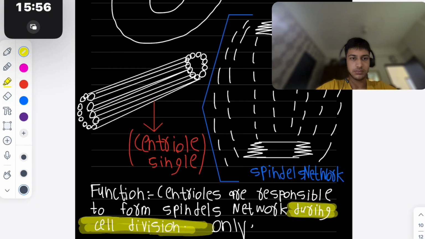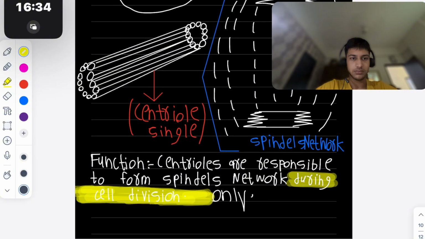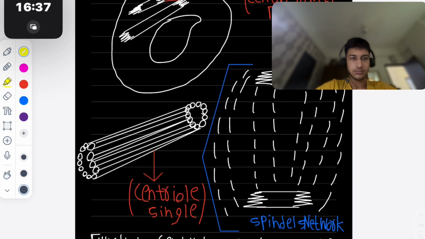Now, its function. Centrioles are responsible for forming the spindle network during cell division only. Without cell division, they do not have any purpose. They only work while the cell is dividing. Now we understand that this is the spindle network, and that's how the spindle network is formed.